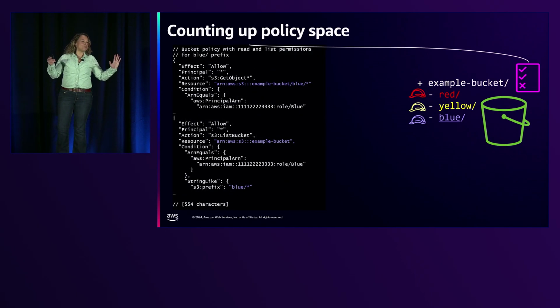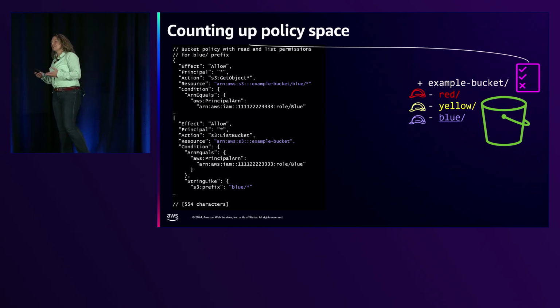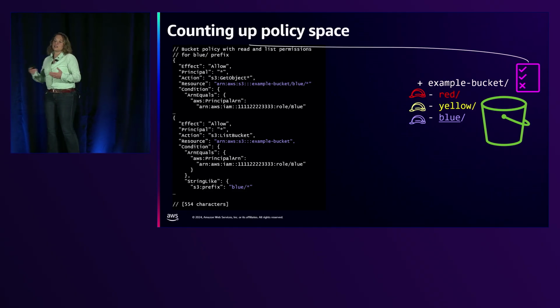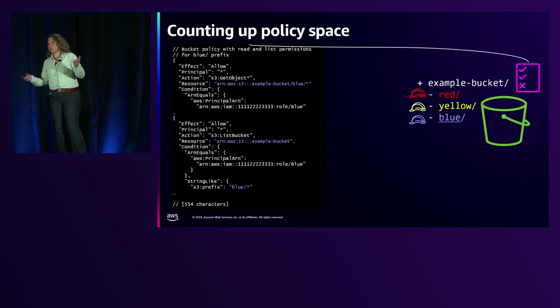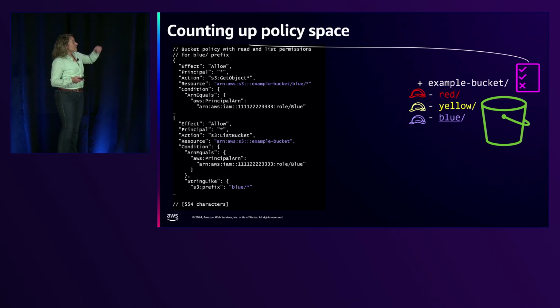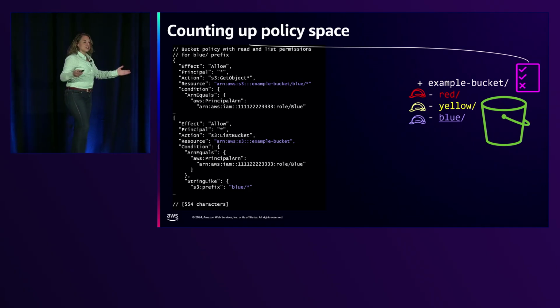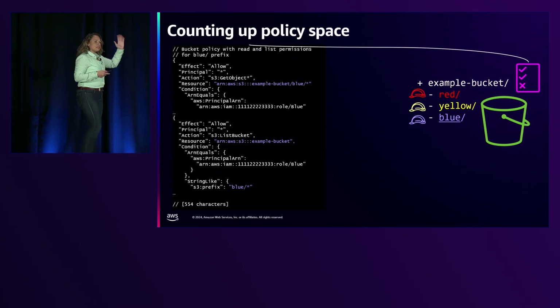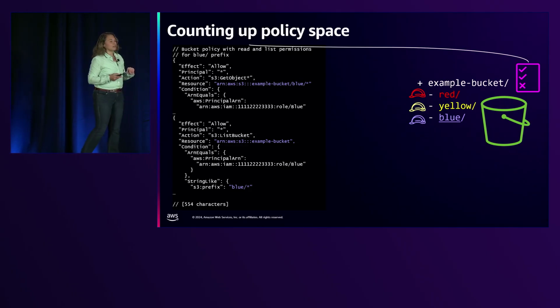Okay. The blue team doesn't only need access to read the objects, they also need to list the objects so that they can see what's there. So we're going to add another statement here. We learned how to do that already. They're going to be able to list the bucket as long as they're listing under the prefix blue. Okay, so this is basically what the blue team needs in my bucket.